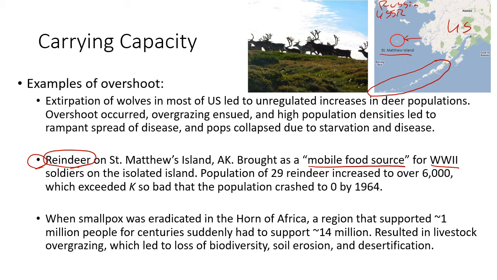Now, caribou were brought to the island. They were introduced to the island. There were 0 caribou on the island beforehand, but it was perfect caribou habitat. They had the perfect food sources, the lichens and mosses that they love to eat, as well as the grasses and other things that they can eat. No predators besides humans. Perfect reindeer habitat. Population was so good that it went from the initial 29 to over 6,000 in just about a decade. And that exceeded the carrying capacity so badly that the population crashed to 0 by 1964.